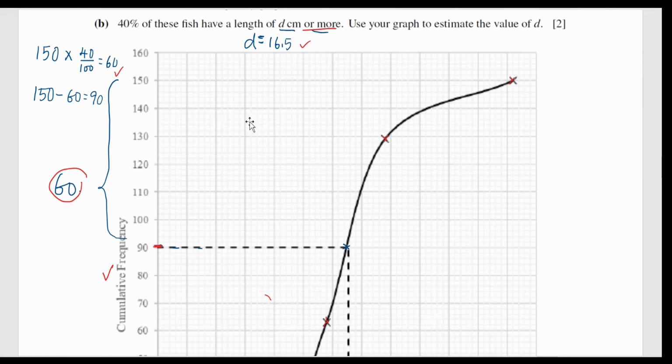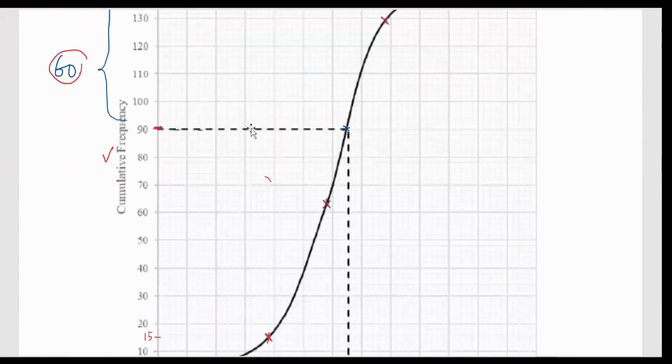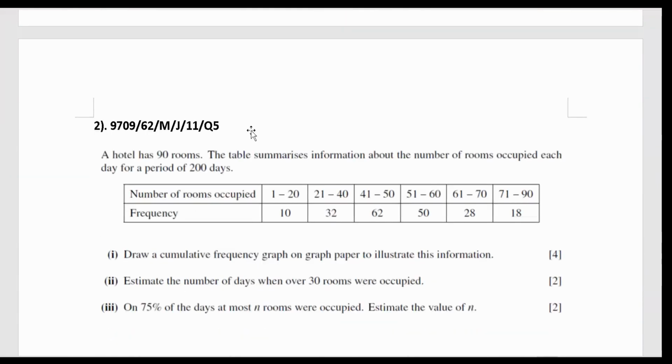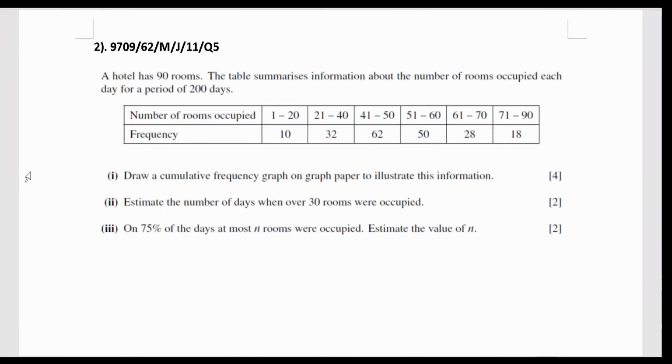All right. Okay. So this is a question similar to what we have discussed, finding the cumulative frequency graph. So do try out this question on the grid and answer parts 2 and 3.